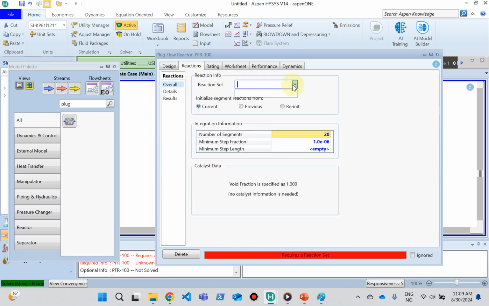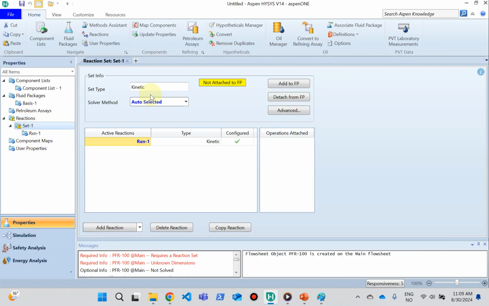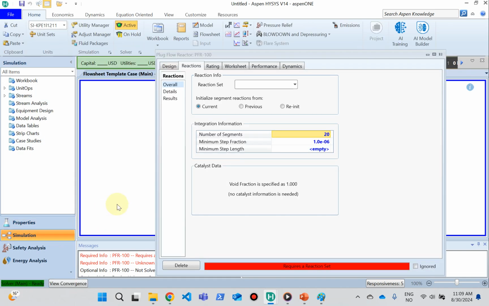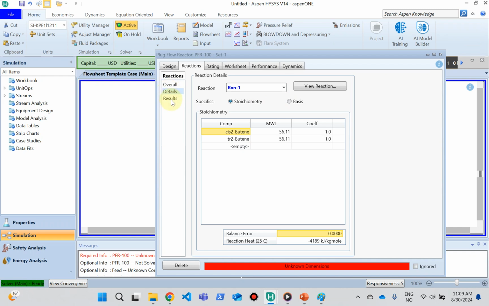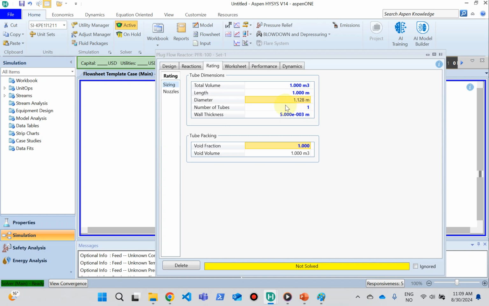The reaction set you have to specify. Actually, I have to go back to reaction on the properties. So I have to add it to the package that I had forgotten. Now I can go back to simulation and then I can select set one. All right. You can go to ratings. The total volume, I just put a random number of one for now because we are not sure what volume we really require to get 95% reaction. So I'll just put it to one. The length, we know it, it's 1 meter, and the diameter can be calculated automatically. All right, then you can close this.